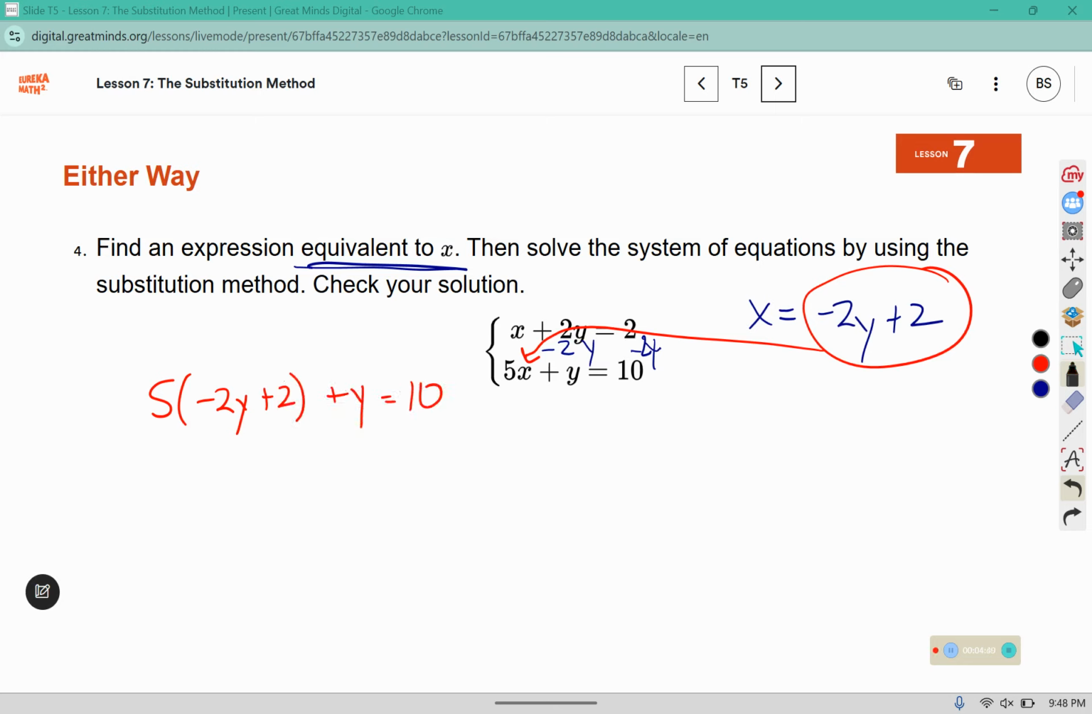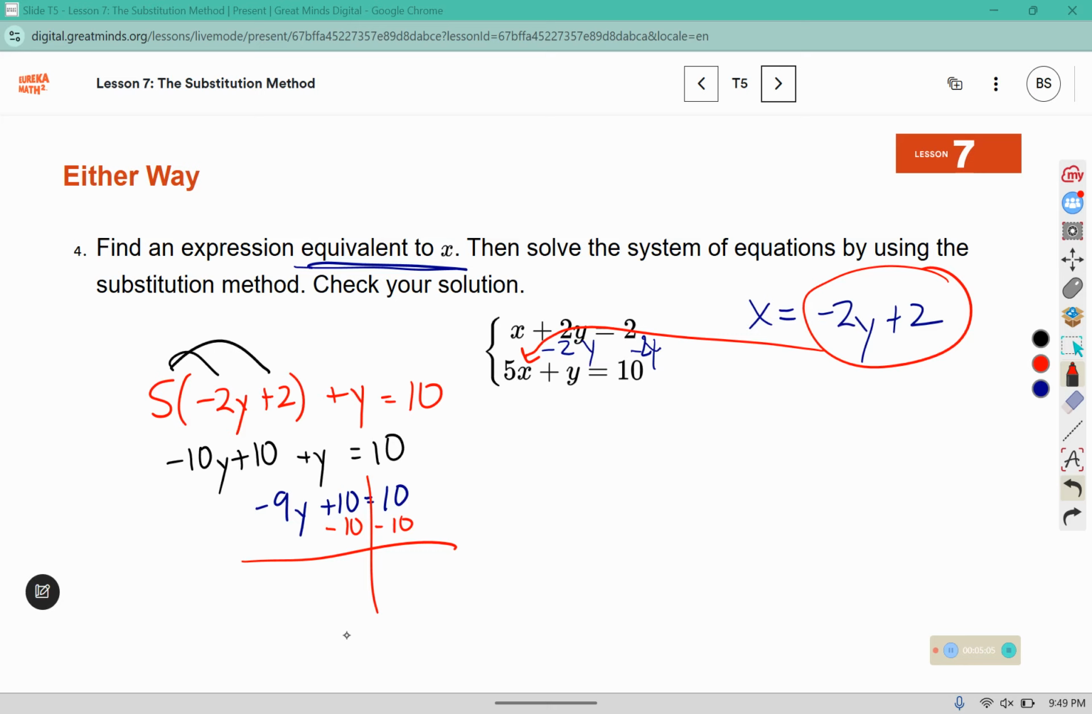We'll have to distribute here. 5 times negative 2y is negative 10y. 5 times 2 is 10. Negative 10y and y make negative 9y. Now we'll move the 10 to the other side. Negative 9y equals 0. Divide both sides by negative 9, and we get y equals 0.